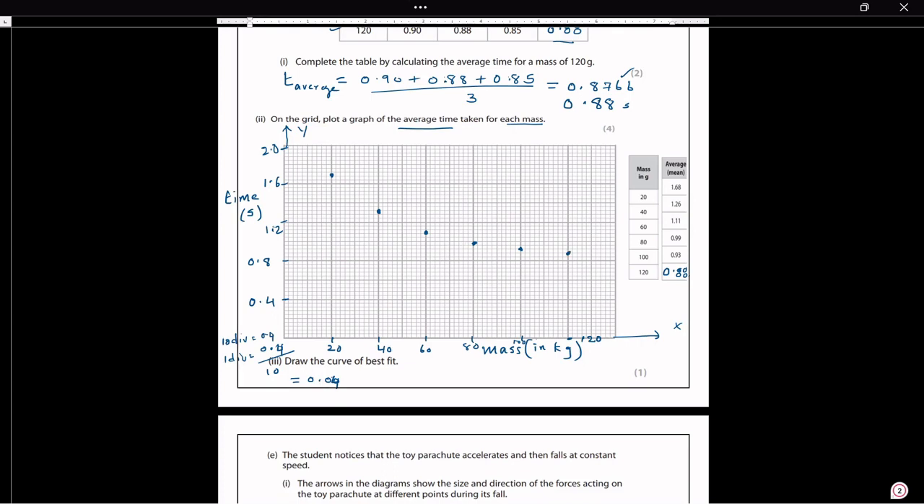So this is the value I am using: 1 division is 0.04. So in that way you have to calculate. The question is to draw the curve of best fit. So you have marked all the points, then slowly you join them.